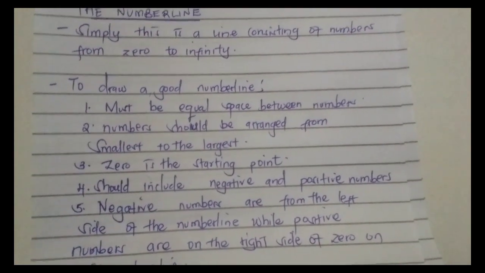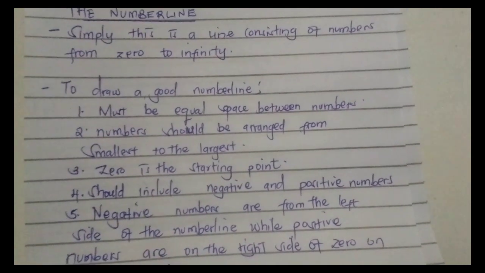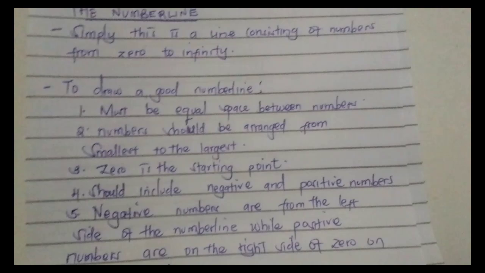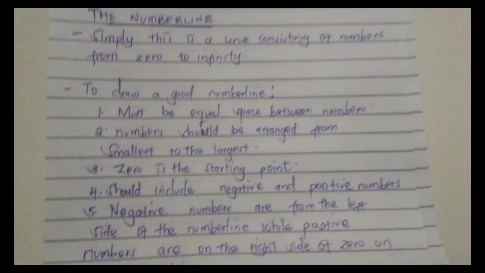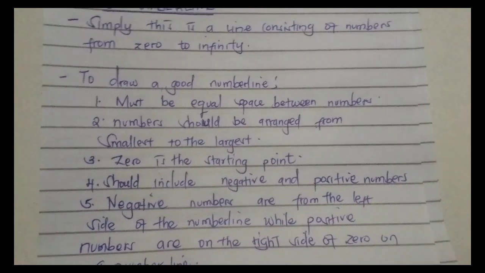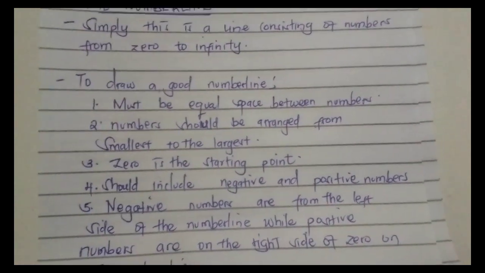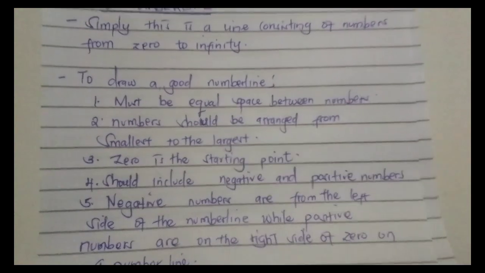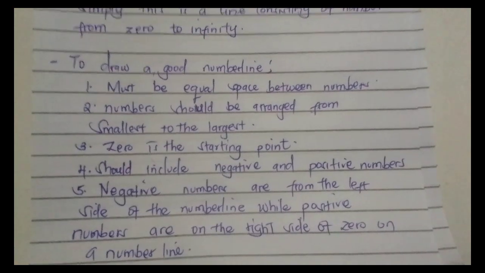Negative numbers with a negative sign. So for this case, do not make the mistake of representing negative numbers as 2 minus. No, it's supposed to be minus 2. That becomes a negative 2. That is how we read it in mathematics. So do not make the mistake of doing the vice versa. That will not be a very good thing to do.